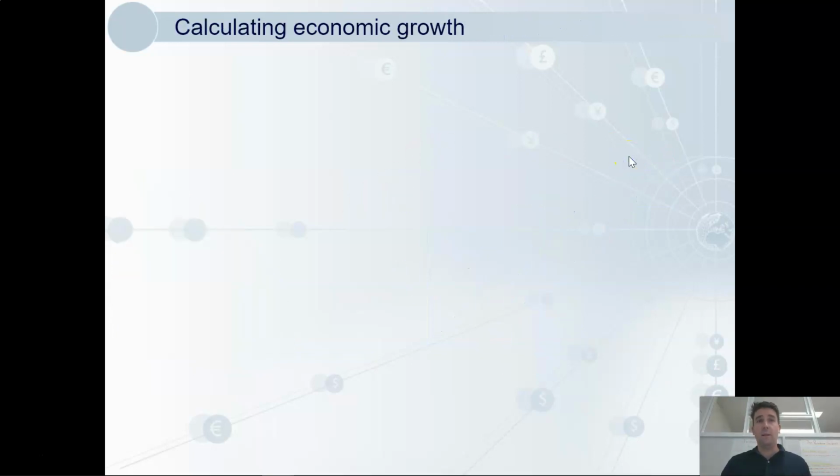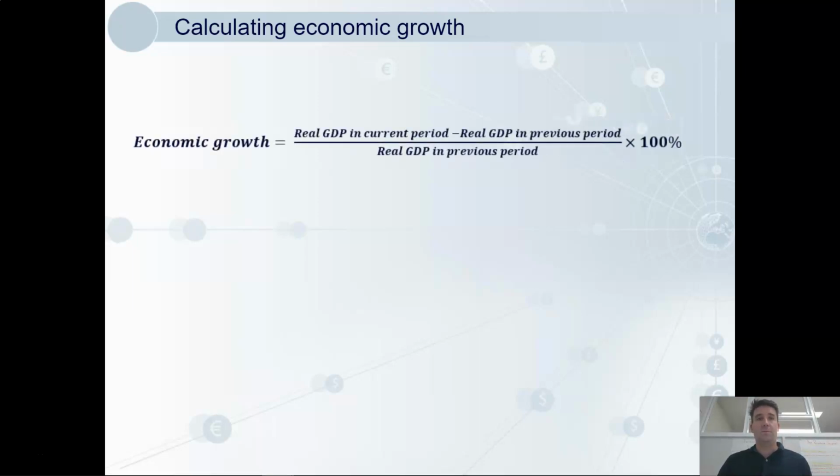Now, we will quickly look at how to measure economic growth. There's a little bit of maths here, but again, far simpler than anything that you do in maths class. The equation is simple. Economic growth is real GDP in the current period minus the real GDP in the previous period. So usually we would measure that from one year to the next. And then we divide that by the real GDP in the previous period, multiplied by 100 to turn it into a percentage. So it's just the same as what we did when we were calculating percentage changes previously with elasticities.